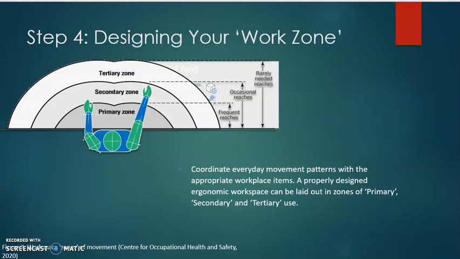So, designing your work zone. You should ensure that your desk is properly designed according to the appropriate zones of movement. So you should be coordinating everyday movement patterns with certain zones on your desk. Your keyboard, mouse, and other items used most often should be placed in the primary zone. Items used less often should be placed in the secondary zone. And items rarely used on a daily basis, like documents used for reference that you rarely use, should be placed in the tertiary zone.